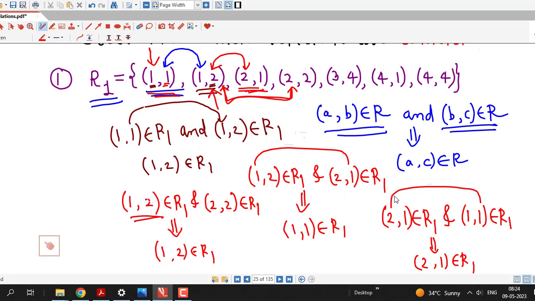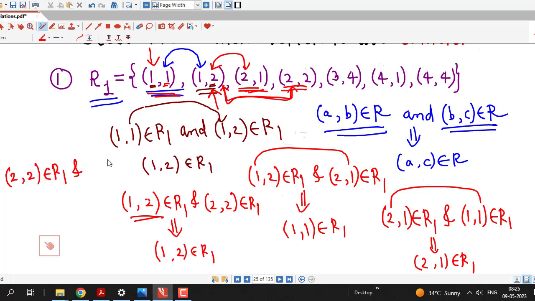So in this way we have to check for each and every pair. Now we can come here for (2, 2). So here the second component is 2. So this is the pair whose first component is 2. So we can check for that also.